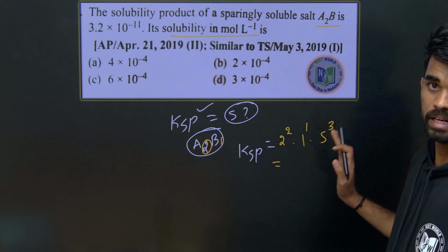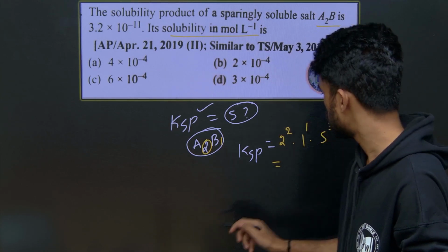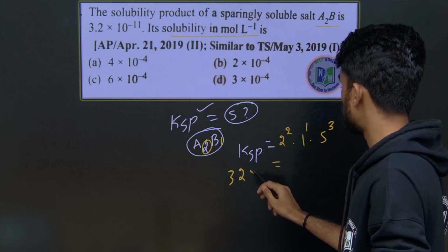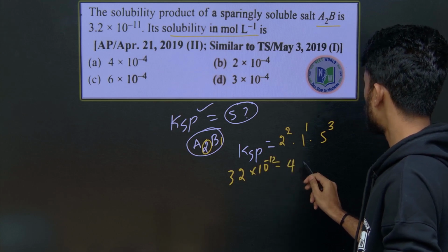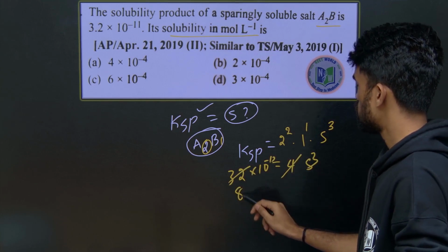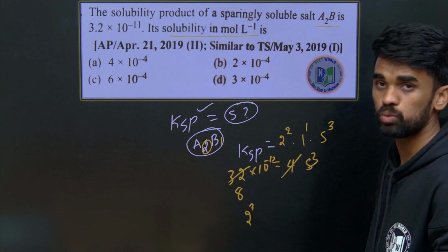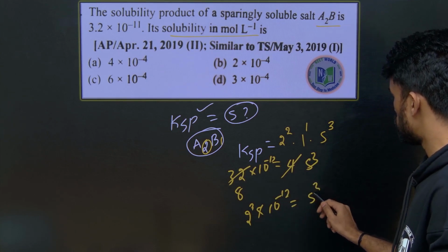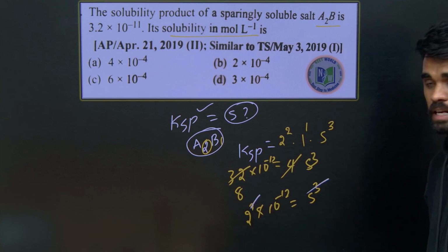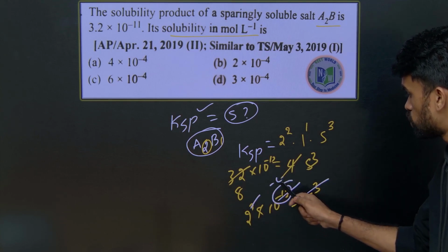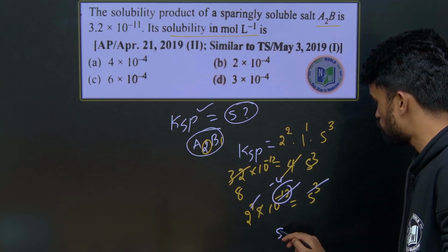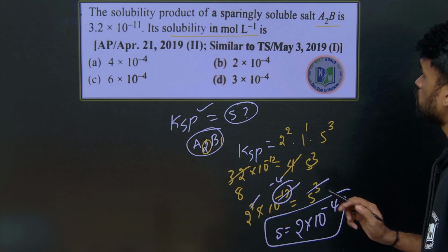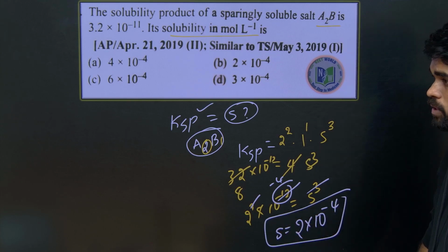I hope up to here it is clear. Next, the KSP value is 3.2 into 10 power minus 11, I am writing 32 into 10 power minus 12, and 4 S cube. So 4 into 8, I am writing 2 power 3 into 10 power minus 12 equals S cube. So the cube gets cancelled, and here minus 12 becomes minus 4 because of this 3. So what is the S value? Finally we have 2 into 10 power minus 4. This is the value we should get as the answer. I hope this is clear.